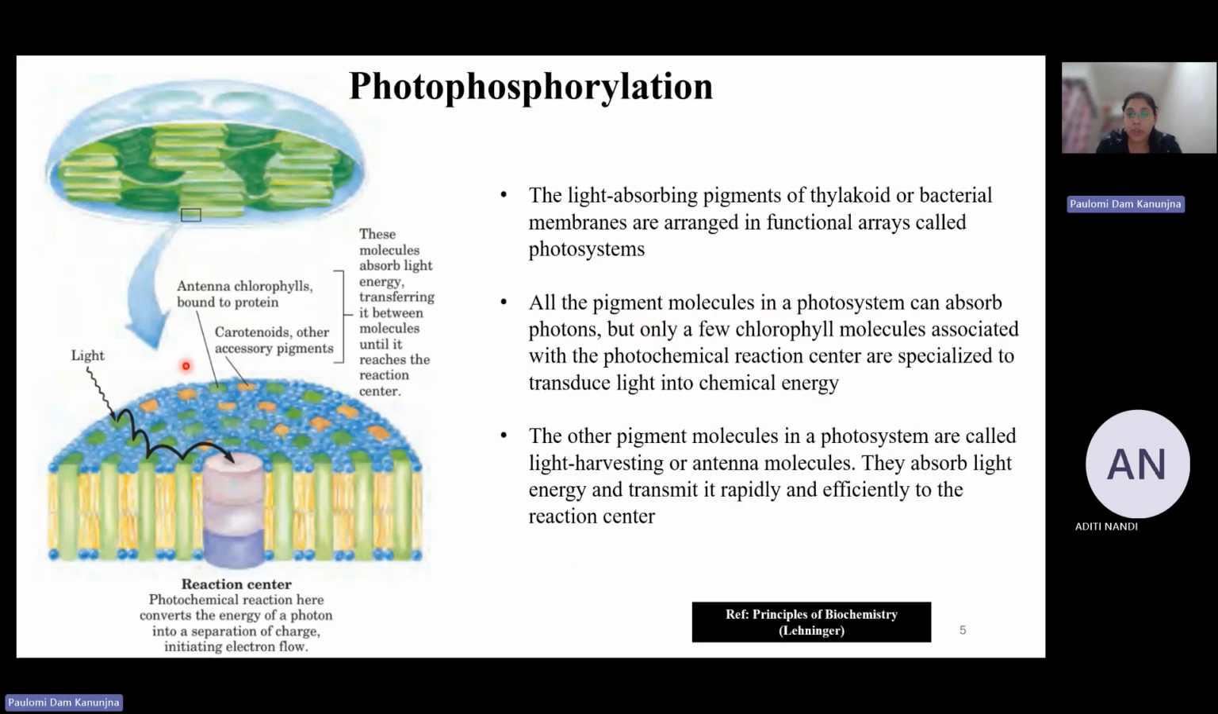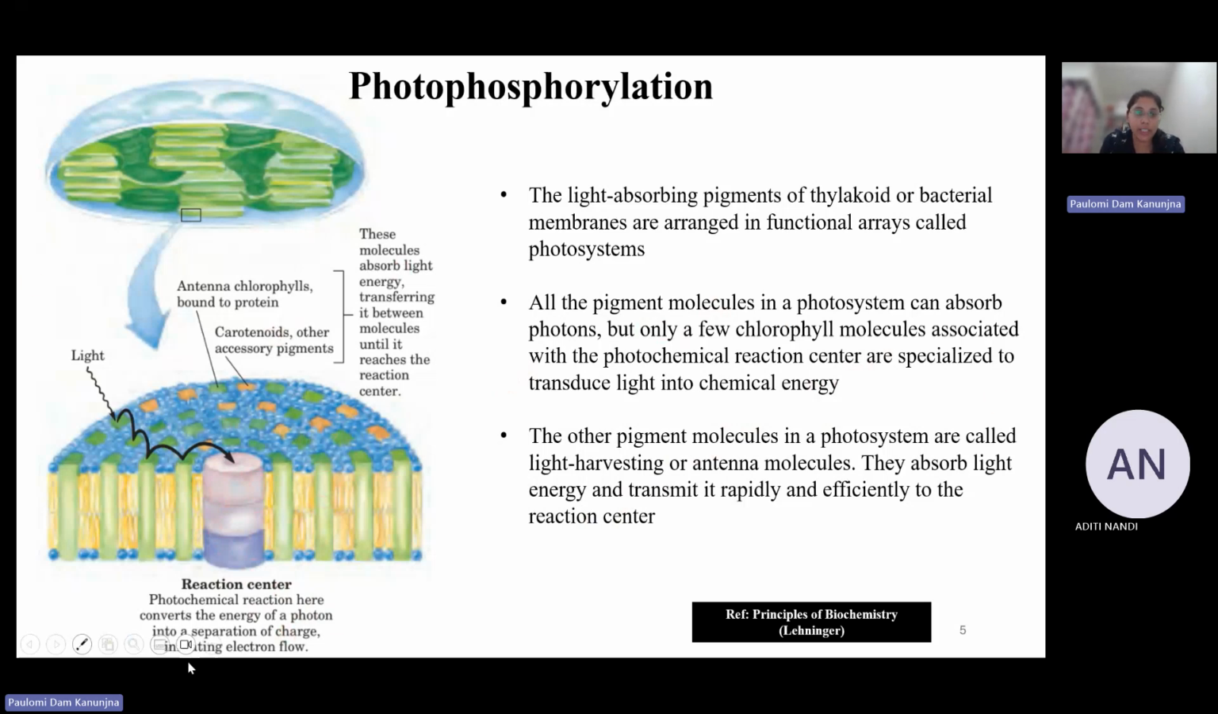So all the pigments that we have just seen in the previous slide are all capable of absorbing light, but only the few chlorophyll molecules that are associated with the photochemical reaction center specialize in using this energy. The other pigments are called antenna molecules because antenna, as you know by the term, are used to capture signals. In this sense, they are used to capture the sunlight. They also absorb light energy and then transmit it to the reaction center.